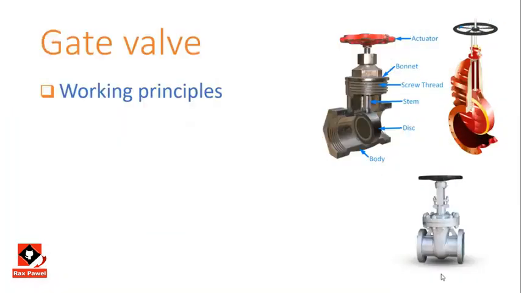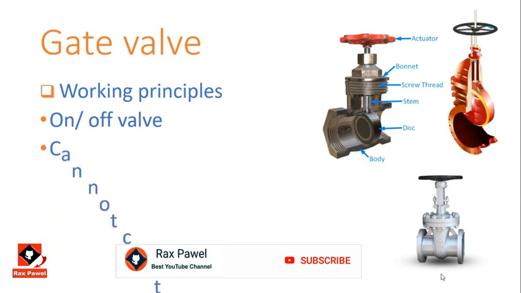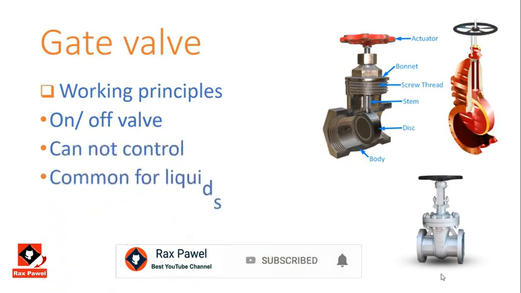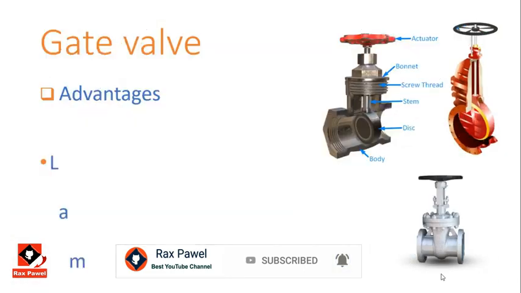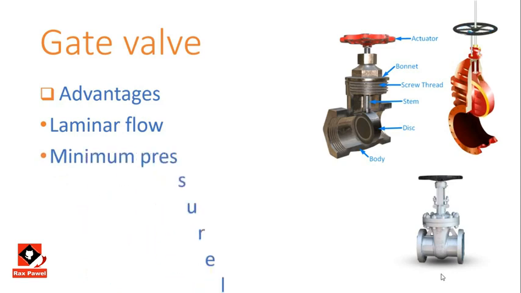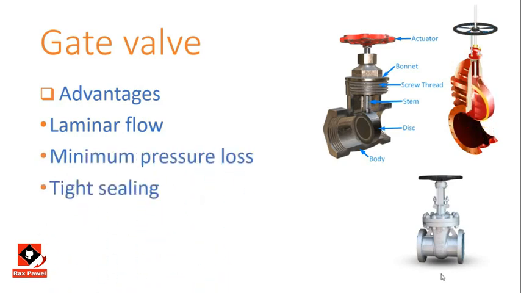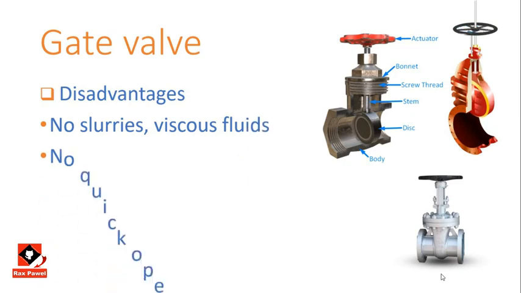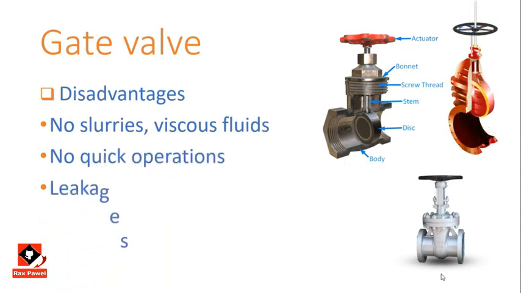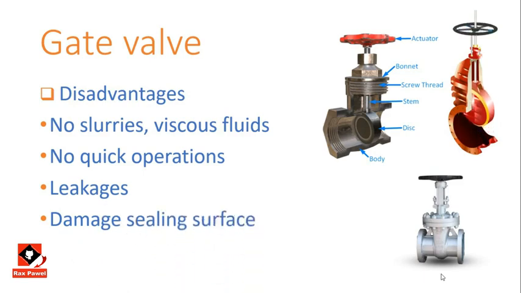Gate valve working principles. It applies only for on-off applications, moved by a stem perpendicular to the direction of flow, and it cannot regulate or control the flow. Commonly used for liquids and suitable for high temperature and high pressure applications. Advantages. It provides laminar flow giving a minimum pressure loss when fully open, and tight sealing when fully closed, and it is also possible to use in both directions. Disadvantages. Gate valve cannot deal with slurries or viscous fluids and cannot operate quickly. Sometimes leakages may occur due to load, and sealing surfaces get damaged due to friction.